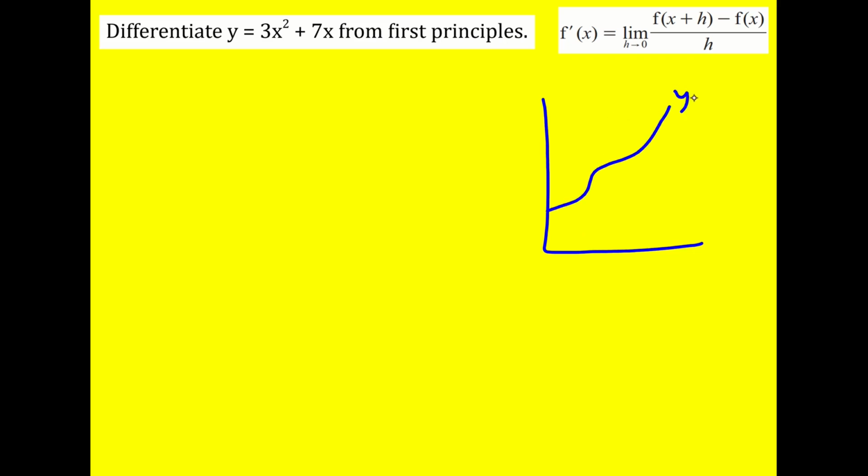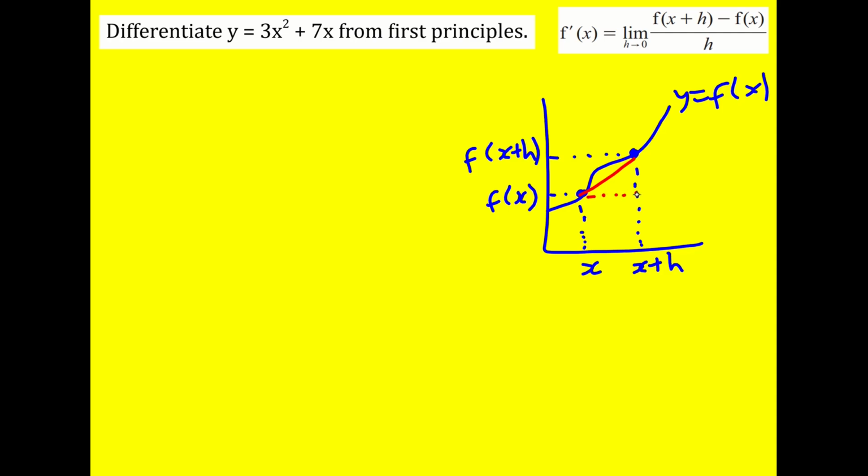Well, we have a function y is equal to f of x, and then we've got some point where we want the instantaneous gradient, that's x, corresponding to f of x, just reminding you really where this formula came from. And then we choose a value of x that's a little bit bigger, x plus h, that corresponds with f of x plus h, and then we find the gradient of the chord between them. Okay, so we look at the run and we look at the rise.